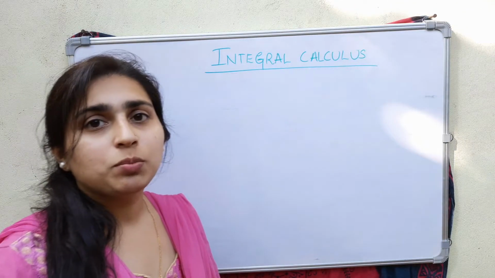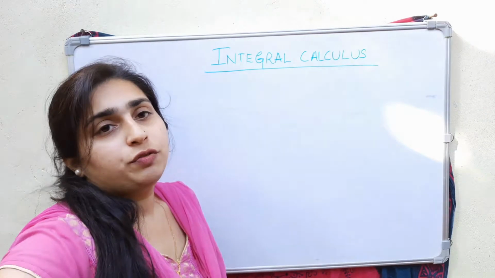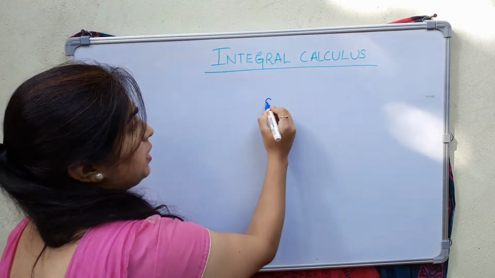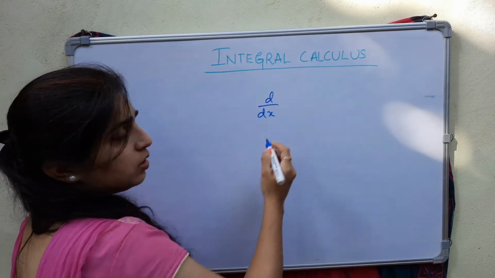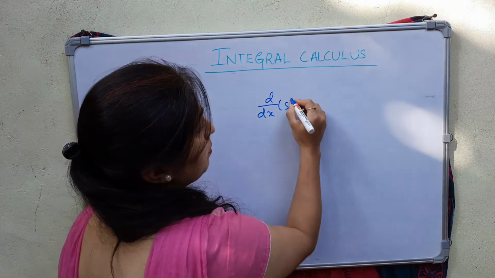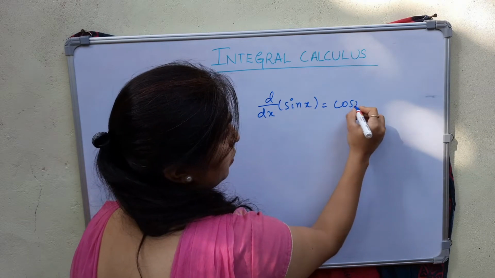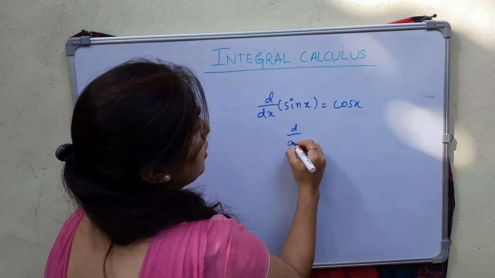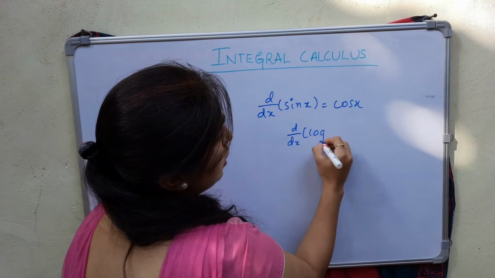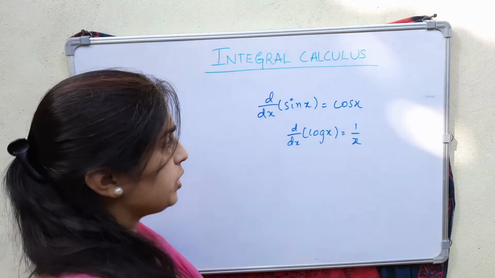So let us study about the integral calculus. So we know about differentiation, right? d by dx was used for differentiation. So d by dx of sin x was equal to cos x. d by dx of log x was equal to 1 by x. So this was the differentiation.